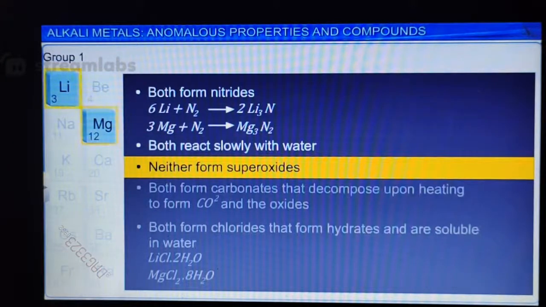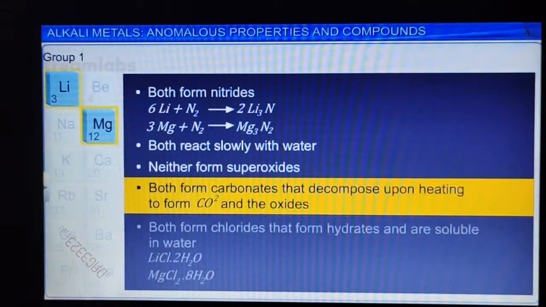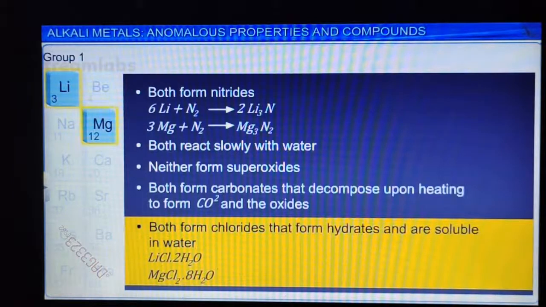You can take a screenshot, beta. ये it's a very nice and consolidated form. Then both the carbonates they decompose on heating to form carbon dioxide and the oxides, and their chlorides are hydrates and soluble in water, which जो बाकी के group 1 elements नहीं दिखाते, group 2 के दिखाते हैं. तो lithium is showing its properties similar, very similar to magnesium.